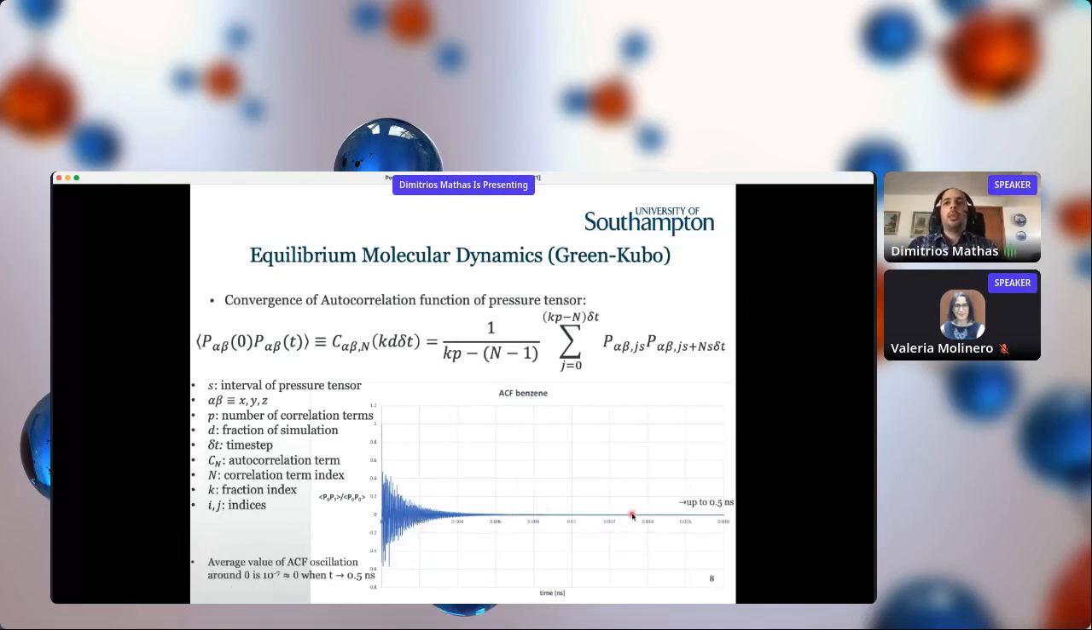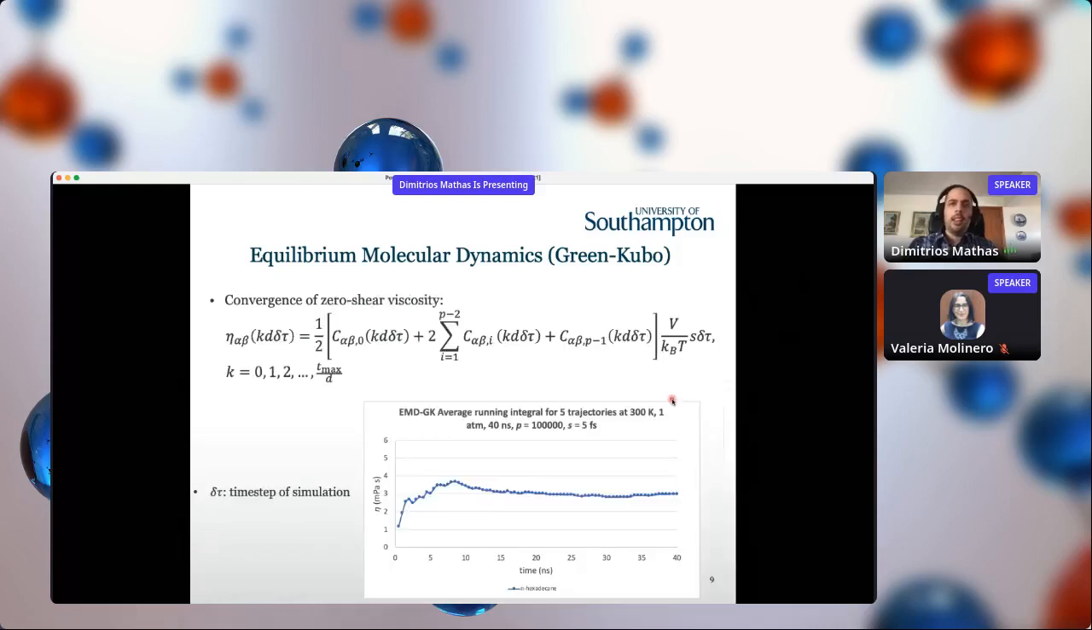And as you can see, when we have a bigger correlation, this example here decays to zero, but it's not always the case. In this example, the function oscillation is around 10 to the minus 7. The second layer of convergence is the value of zero shear viscosity, which is calculated by simple quadrature as shown here. This is the trapezoidal rule.